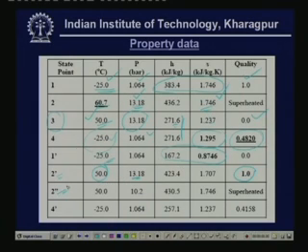Point 2 double dash, at this point we know the temperature, which is equal to 50 degrees. And we also know the entropy, because this lies on the constant entropy line. So, this is known to us, this is known to us. So, the rest of the things we can find out.